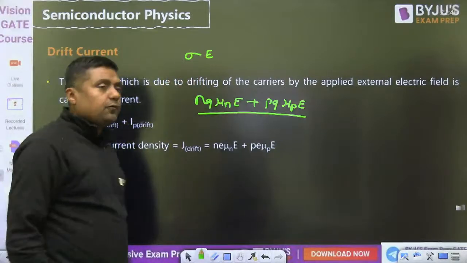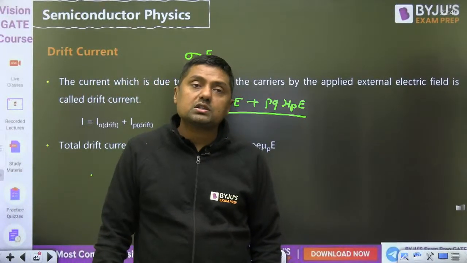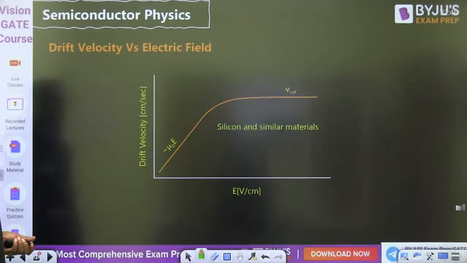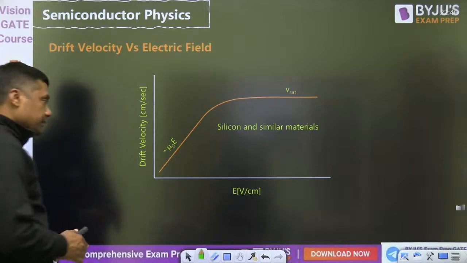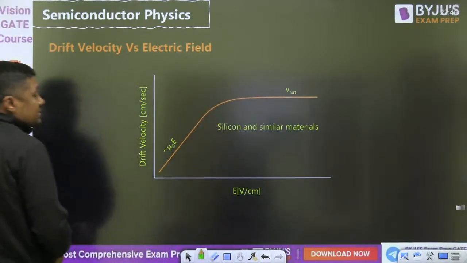It is under the influence of electric field. It also depends upon the concentration of electrons or concentration of holes. So that is the drift current under the influence of electric field. And that is drift velocity versus electric field. Already I have given. First of all, it will increase linearly, then sublinearly, and finally it will saturate.